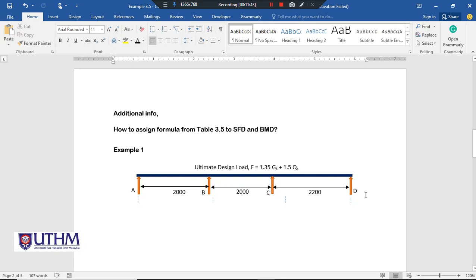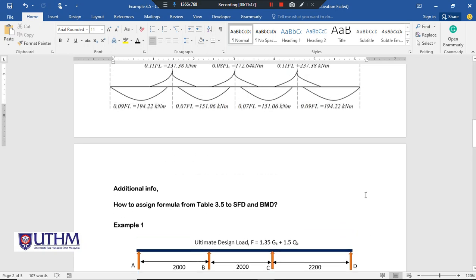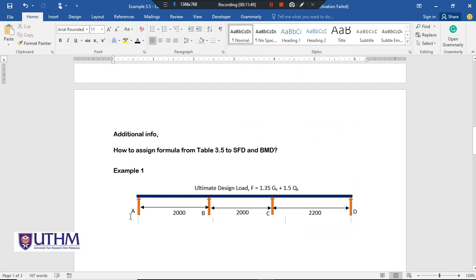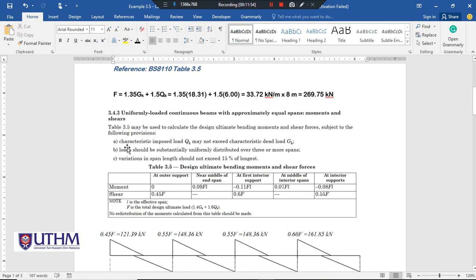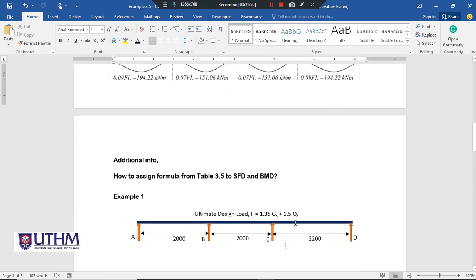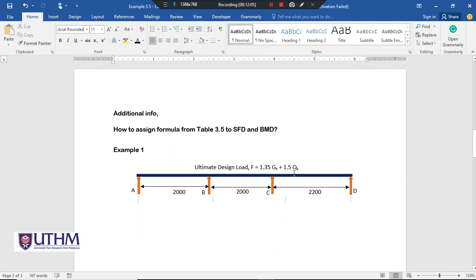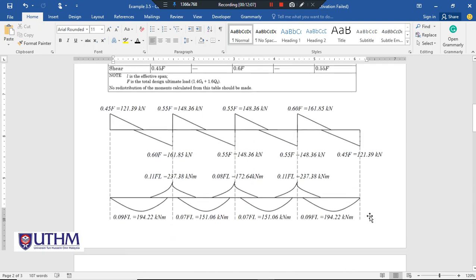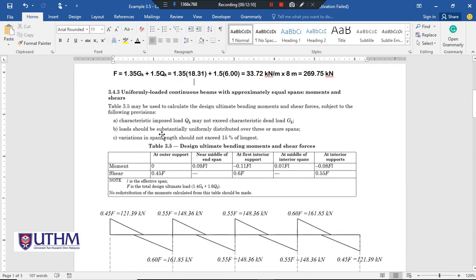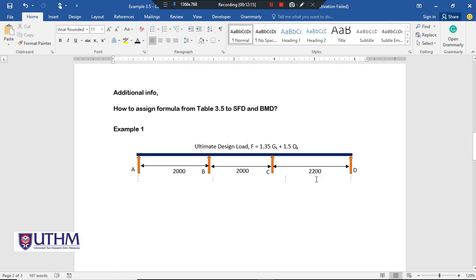Let's check the conditions of this continuous beam if we want to use table 3.5. The first one is that the characteristic imposed load QK should not exceed the characteristic dead load. So if you want to use this table, you need to make sure that GK is more than QK. The next condition is that the load should be substantially uniformly distributed over 3 or more spans. So we have 3 spans, and the load is a UDL, uniform distributed load.